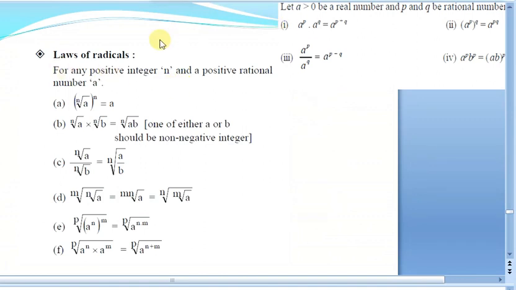Now let us see the laws of radicals. In our lower classes we very well know how we operate on the exponents. Suppose these are the exponential laws, I have taken a few for your reference like this.